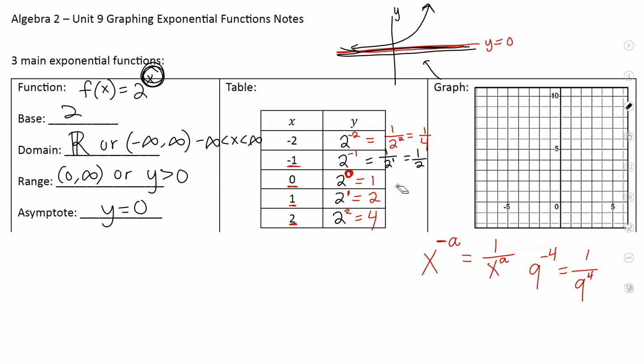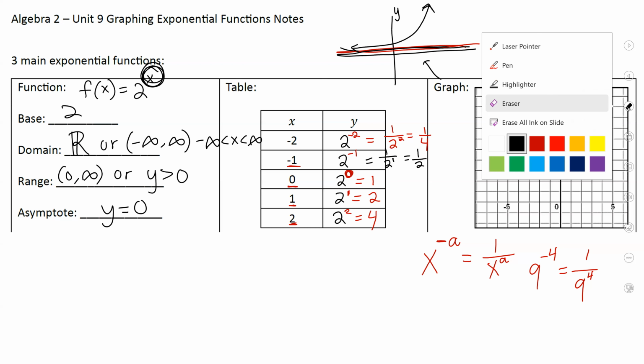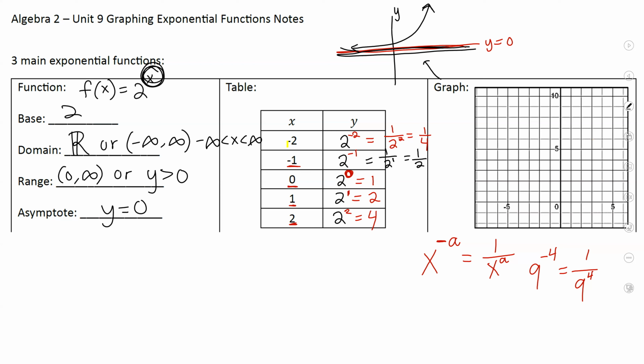Okay, so now that I have my points, let me highlight what I have. When x is negative 2, the y value is 1/4. When x is negative 1, the y value is 1/2. When x is 0, the y value is 1; 1, 2; 2, 4. These are my points that I'm going to put into the table. So guys, let's go ahead and graph these.